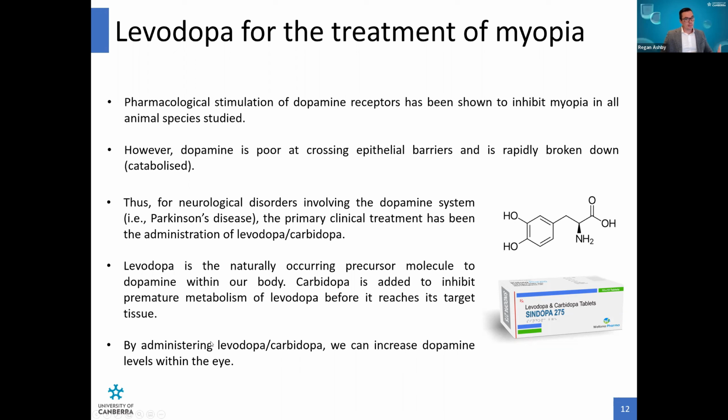So therefore, the theory is by administering levodopa and carbidopa in combination, we should be able to increase the synthesis and release of dopamine from the retina. And in so doing, we should be able to prevent myopia by mimicking what naturally would occur if you went outdoors and experienced bright light.